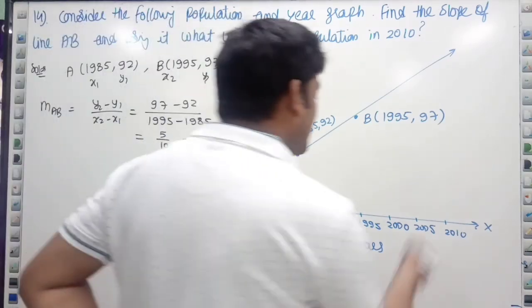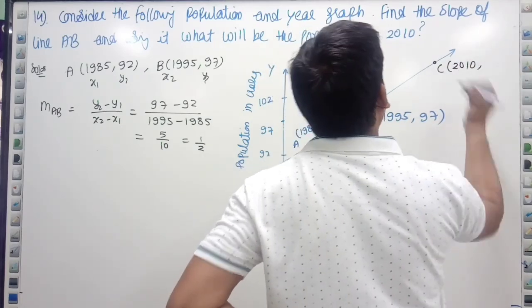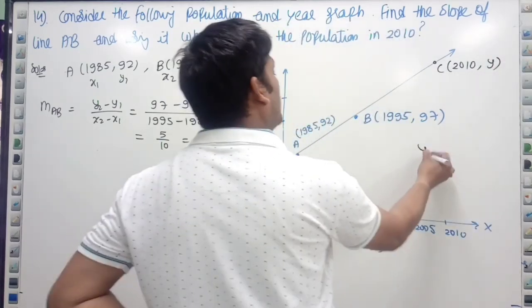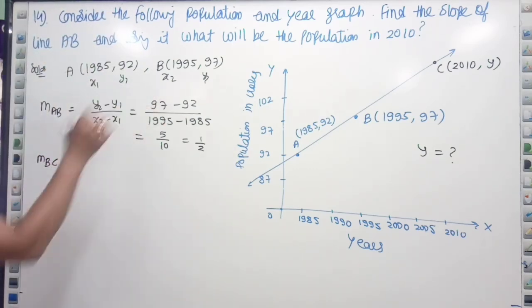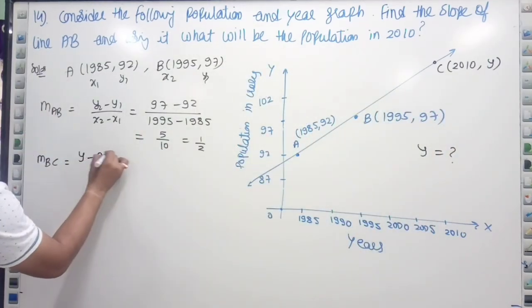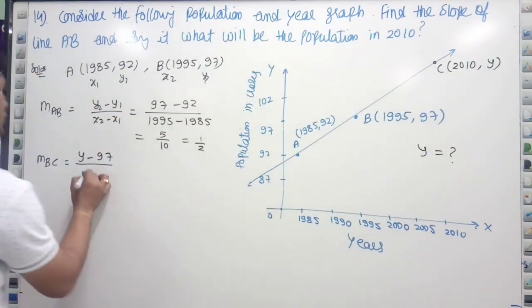Now what they are asking, कि 2010 में एक पॉइंट सी मान लेता हूँ, 2010 में what will be the population, means if I let it as y, I need to calculate what is y. अब आप देखना 2010 में पॉपुलेशन क्या होगा. देखो ये रफ डायग्राम है, स्क्रीन से नहीं देख पाएंगे आप. What you can do, can I say ABC are collinear? So I am finding slope of BC. Slope of BC, y2 minus y1. देखो y2 minus y1 means y minus 97. x2 minus x1, 2010 में से 1995 गया, you will get 15.